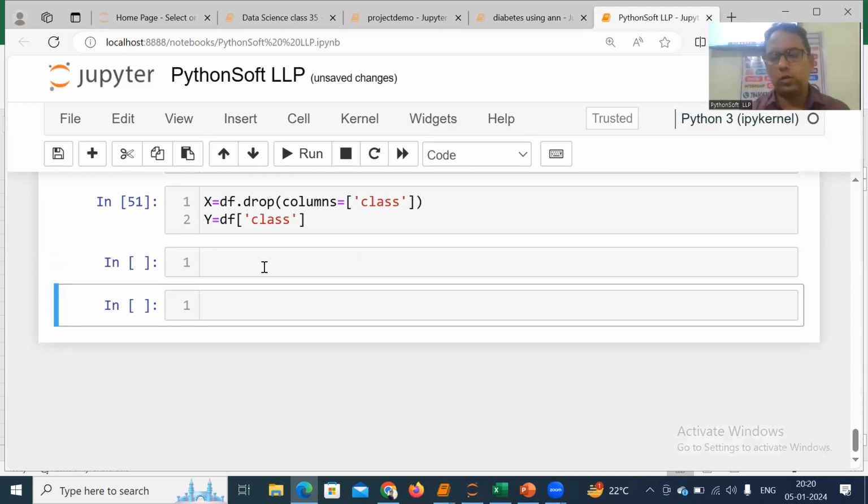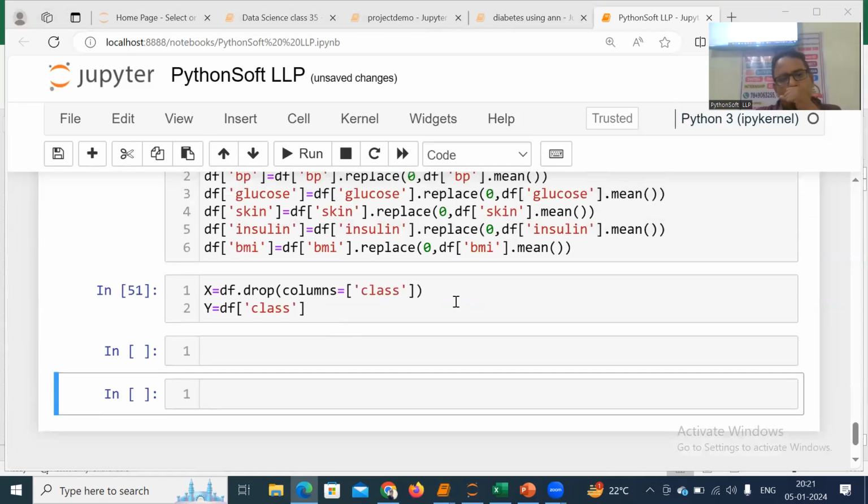Okay, now I want to train the model. So how can I train the model? Let's see, it's very important. First of all, I removed the impurities from the data. I separated the input and output. Now what to do? I have to use a model.